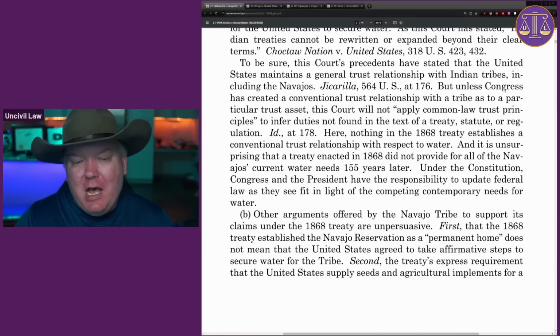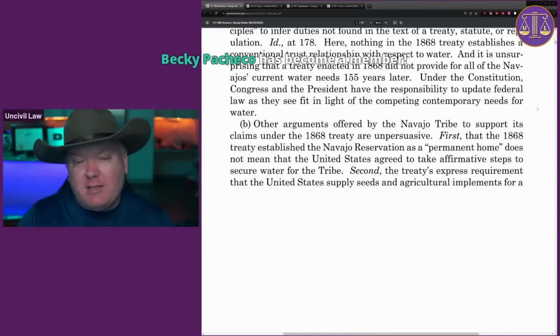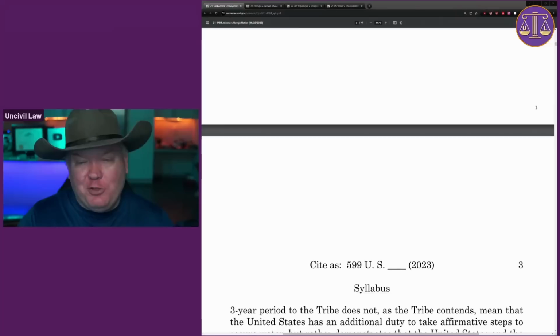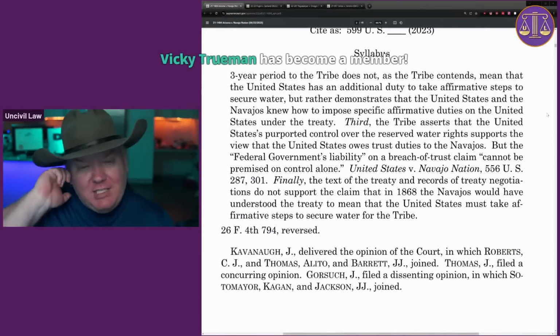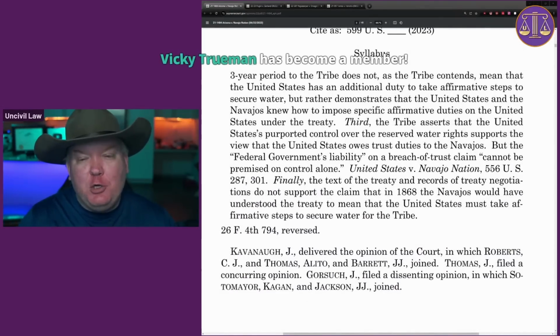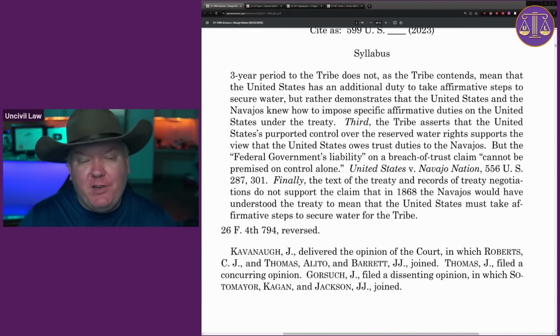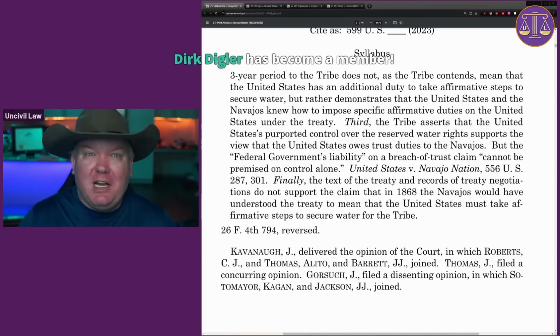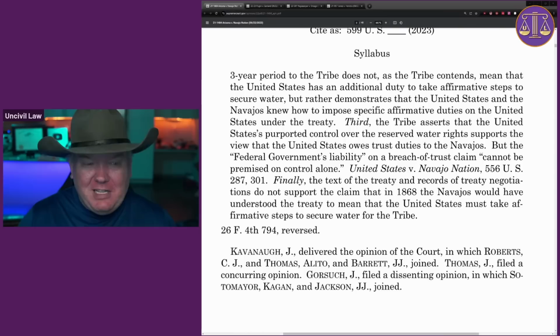Fine, I understand this. Other arguments offered by the Navajo tribe to support its claim under the treaty are unpersuasive. First, the treaty establishing the reservation as a permanent home does not mean the United States has agreed to take affirmative steps to secure water. Second, the treaty's express requirements that the United States supply seeds and agriculture implements for a 3-year period to the tribe does not, as the tribe contends, mean the United States has an additional duty to take affirmative steps to secure water, but rather demonstrates the United States and Navajo knew how to impose specific duties. So the treaty says for 3 years, I will continue to supply you this kind of stuff. The 3 years ended quite a long time ago. So not so much there.